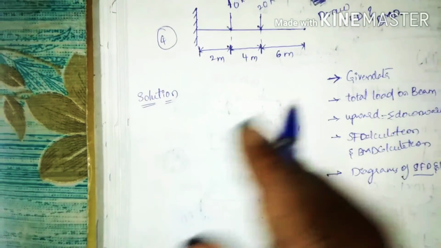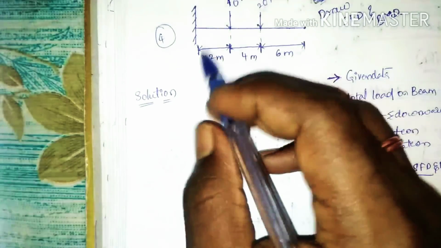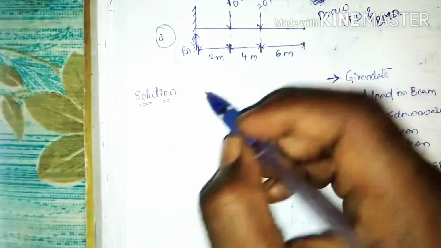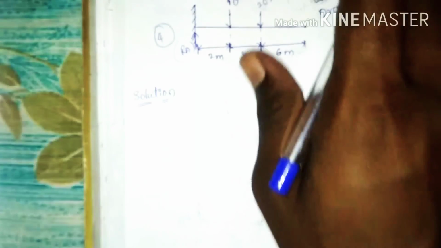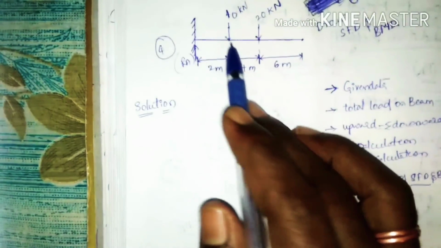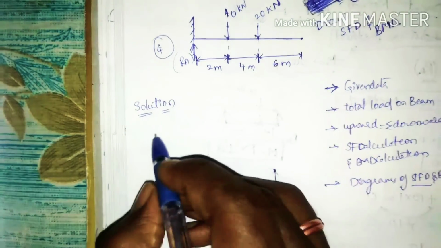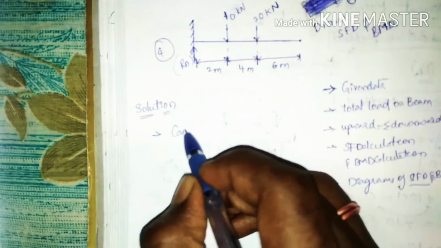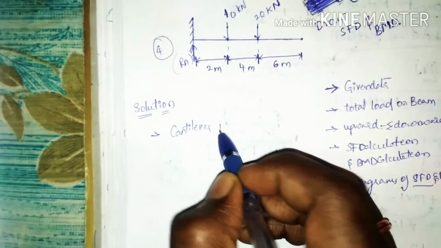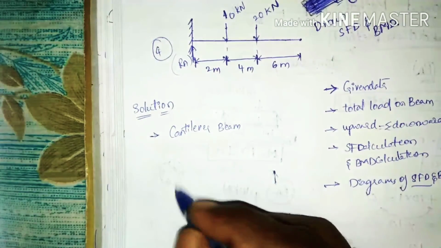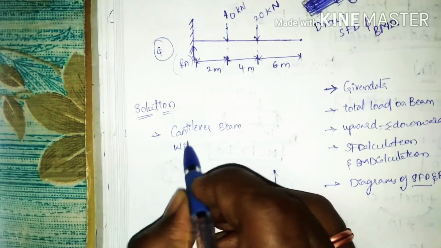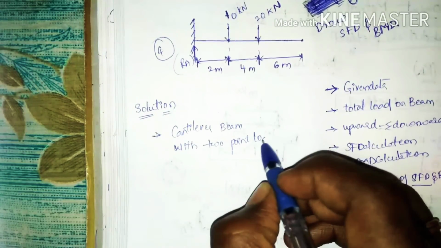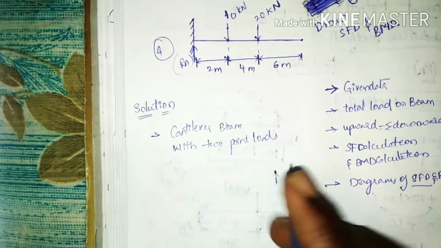Here, we are having a cantilever beam, so here we are going to find the reaction RA, and these are the two loads which are going to act on the beam, with a magnitude of 10 kN. According to our procedure, the given data is a cantilever beam with 2 point loads.